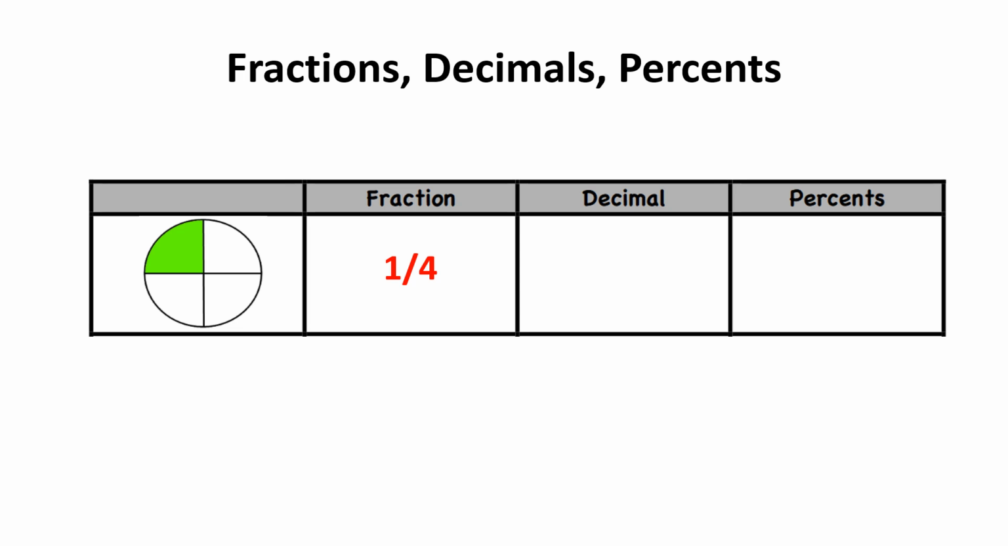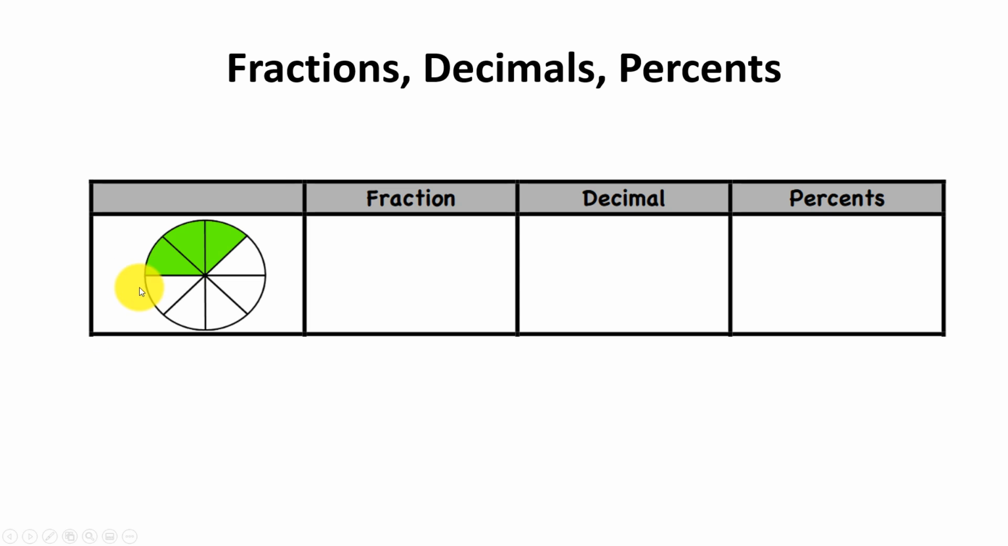The decimal, if you recall, to convert a fraction to a decimal, I take 1, I hit divide, and then I hit 4, and you should get 0.25. This is the same thing as saying 1/4 of a dollar. And then to convert this to a percent, I multiply it by 100 or simply move the decimal 2 places to the right and add a percent sign, 25%.